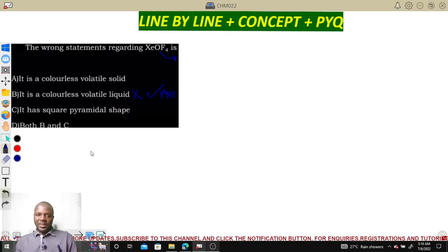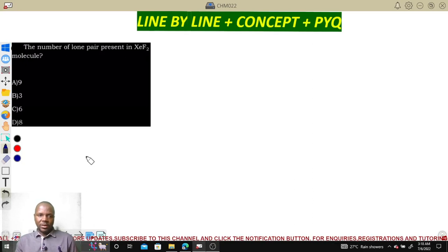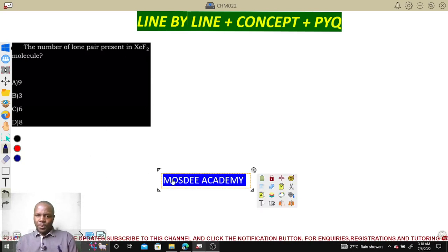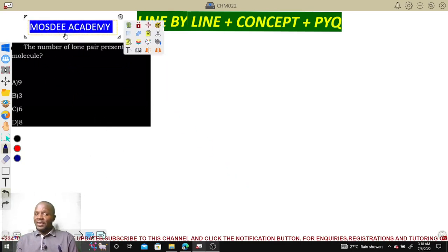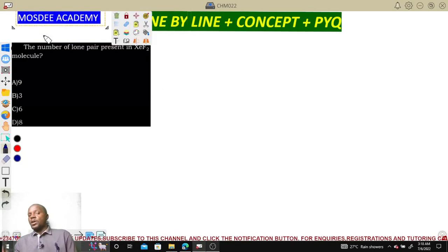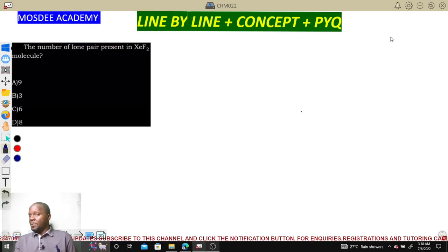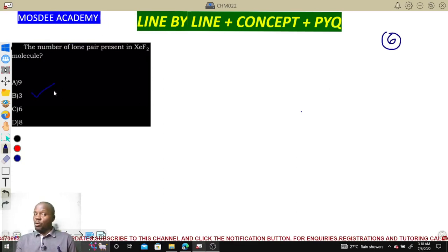The next question. The number of lone pairs present in XeF2. I think we did it the other time, but I can't remember, so I always love to draw. It's simple to know. Xenon is group 18, so out of 8 electrons, you have taken 2. Out of 8 remains 6. How many pairs can you form in 6? 3. So the molecule has 3 lone pairs. Do you understand? Simple method from the concept I've explained the other time. So this is the answer to your question.